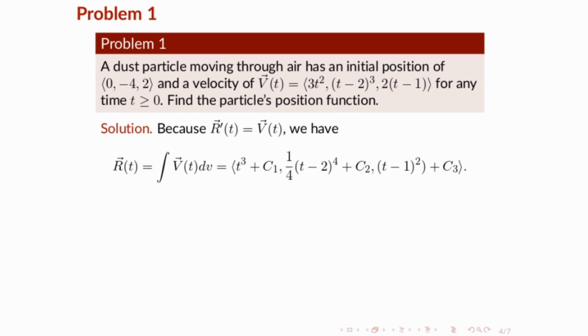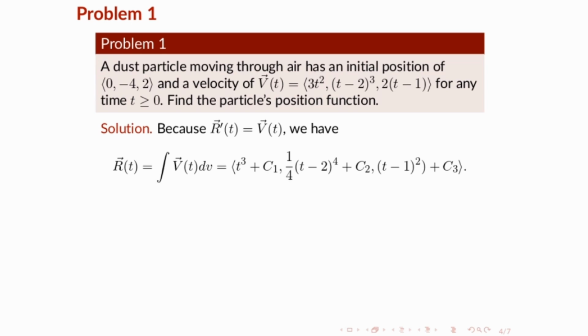And now that we have this, we can just evaluate this integral. For our x component, we evaluate the integral of 3t², and we get t³ plus constant 1. For our y term, (t - 2)³, we just evaluate the integral here, and we get 1/4 (t - 2)⁴ plus constant 2. And lastly, for the z component, we have 2(t - 1), and we just integrate that as well, getting us (t - 1)² plus constant 3. And we still have these constant terms, right?